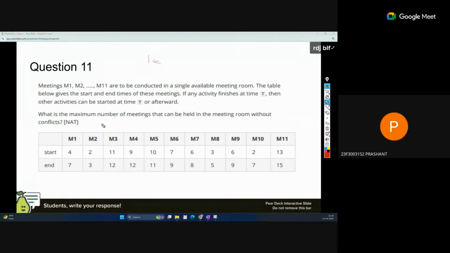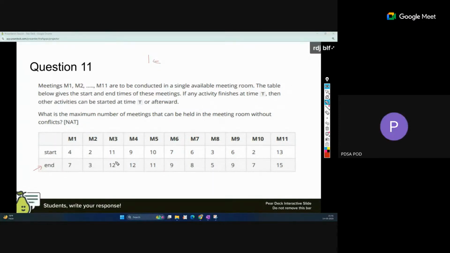Check the end time. Check the end time, and how will we pick? Sort the time by doing lateness. No, here this is not lateness. First, we will sort by start time, then end time.